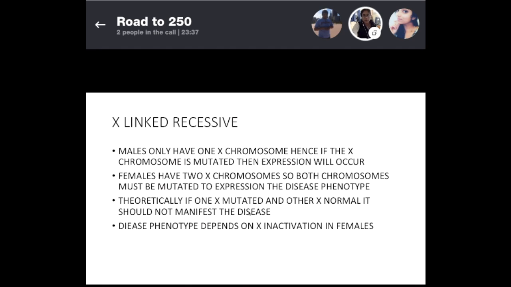And then the disease phenotype, so the physical expression, depends on X inactivation in females. So X inactivation could perhaps, if I understand this correctly, save a mutated chromosome by methylating it. There's also this idea of a Barr body, which is an X that's inactivated, simply methylating that X chromosome, as simple as that, as being considered inactive. And so if the mutant X is inactivated, then no disease will manifest.